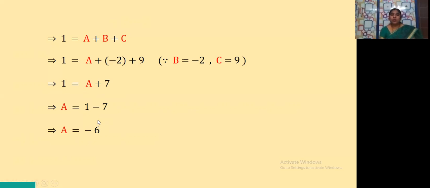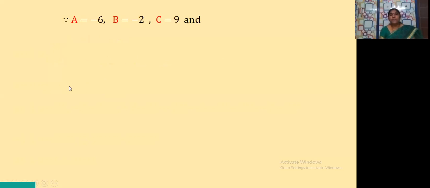So now we got all three values. Now a, b, c values we got. Now what to do now, children? Since a is equal to minus 6, b is equal to minus 2, c is equal to 9. And what is the equation we got where we divided into partial fractions? Yes, there we have to substitute them. That is, there we have to replace them.